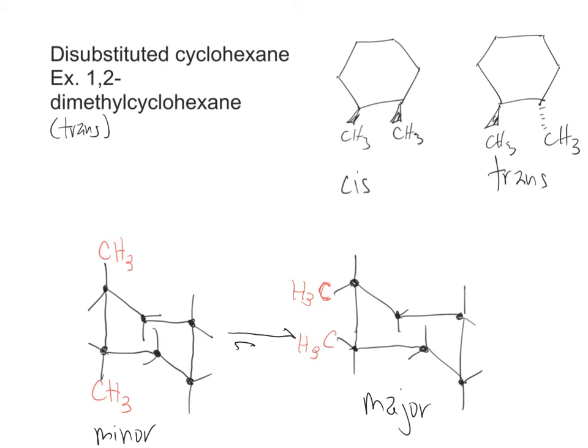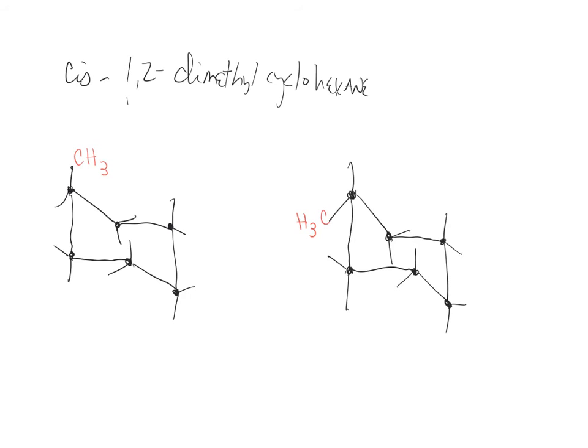1,2-dimethylcyclohexane. Now let's do cis 1,2-dimethylcyclohexane. Just for time's sake, I'm going to write it out. So cis 1,2-dimethylcyclohexane. I'm going to give everybody a moment to draw it. In fact, this time I want you to go ahead and just draw it all the way out, and I'll do the same. So I've only put one of the methyl groups in.